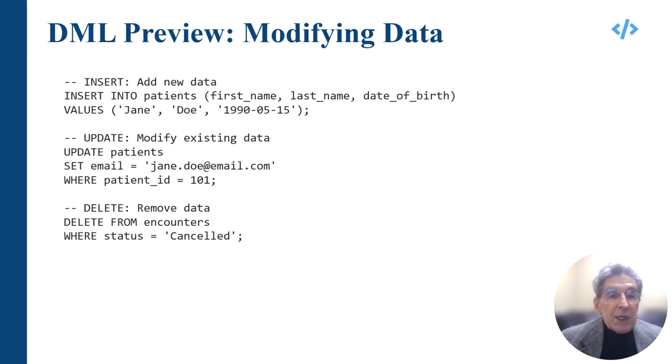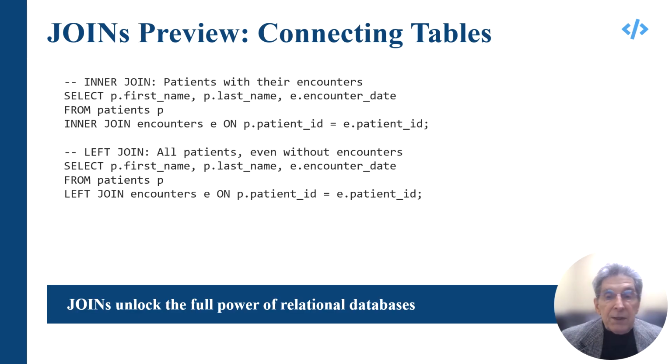Another statement type is update. Update patients set email equals jane.doe@email.com, where the patient ID equals 101. So it will select the right record and then insert that data into that column. And then finally, the last example is the delete.